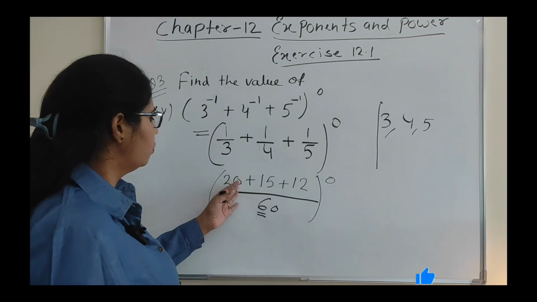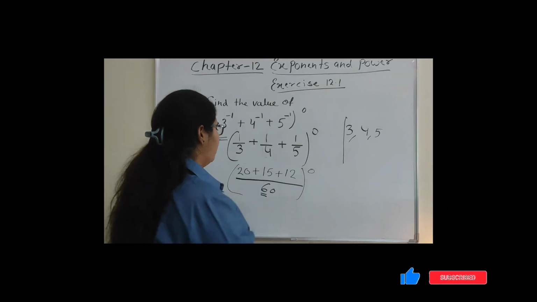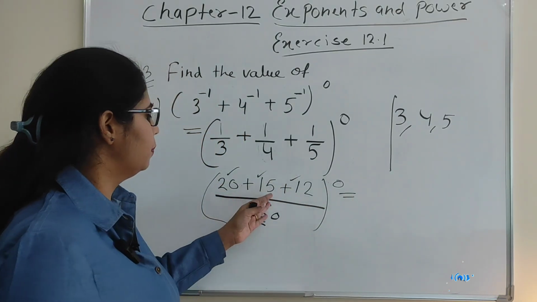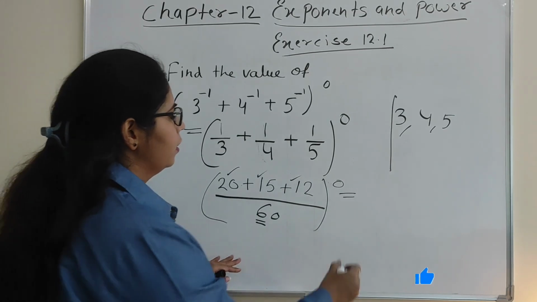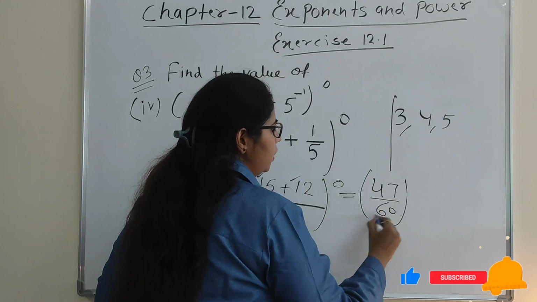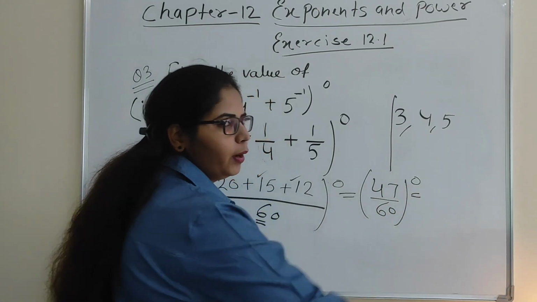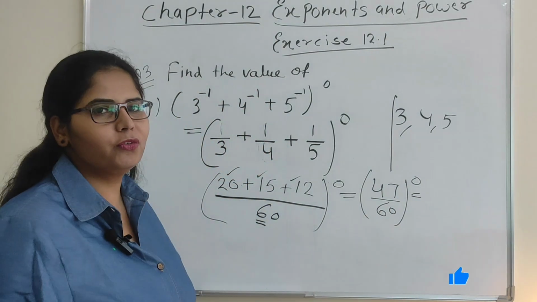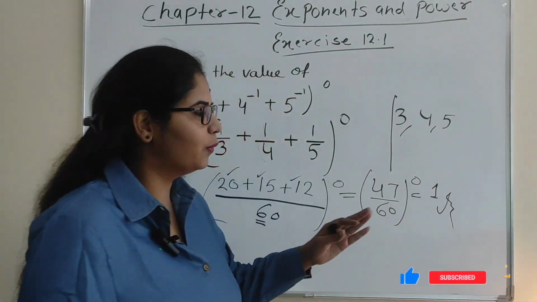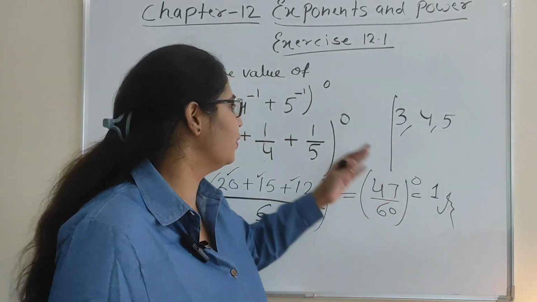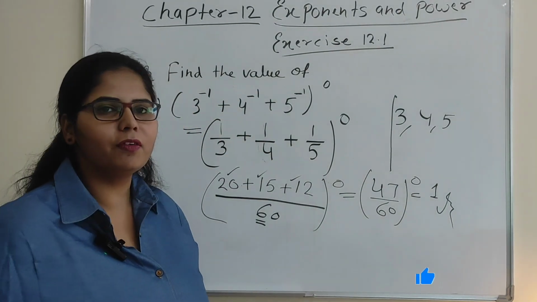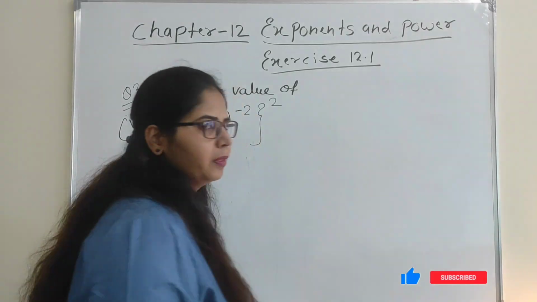The whole power is 0. 20 plus 15 plus 12, which gives you 20, 30, 40, 40 plus 5 plus 2, 47. So 47 upon 60 to the whole power 0. Now you can say that any power of 0 is 1. So your final answer is 1. Okay, don't directly just write the final answer 1. You have to solve it with the steps. Now we will see the fifth part of the third question.